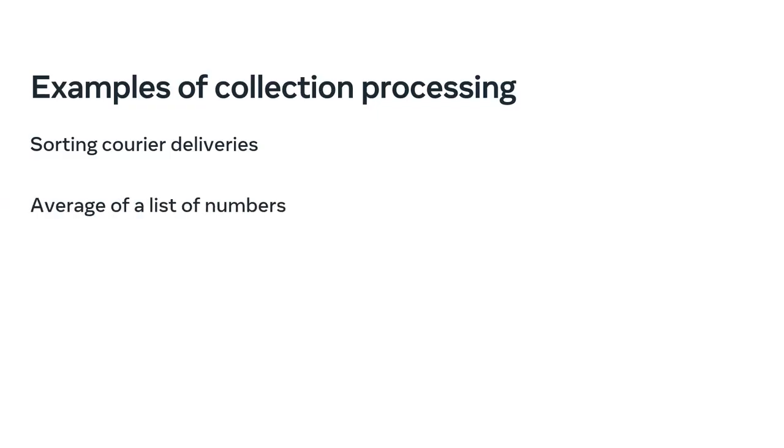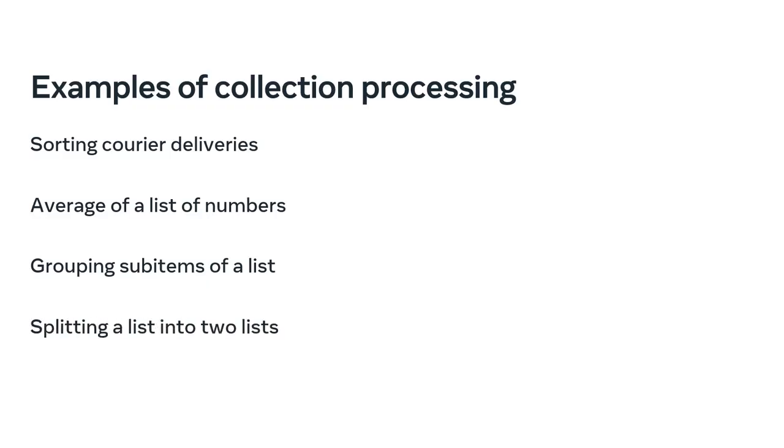You just implemented 3 different operations on collections. You applied a filter operation to filter the list of orders by a specific day, followed by a sort descending operation to arrange the orders in the descending order of order amount, and then finally a sum operation to calculate the total amount of orders on that day. A few other common examples of collection processing include sorting courier deliveries based on postal or zip code, finding the average of a list of numbers, grouping together a list of sub-items to form another list, splitting a list of numbers into 2 lists, one for odd numbers and another for even numbers.